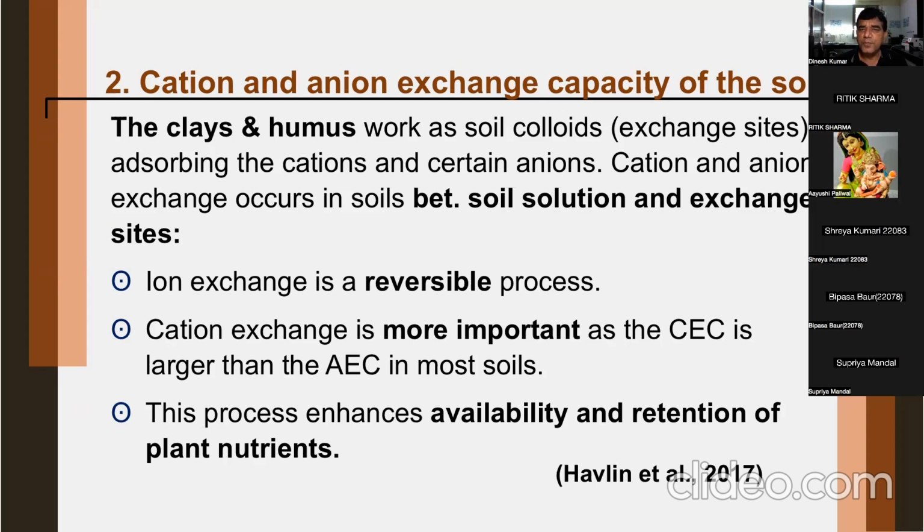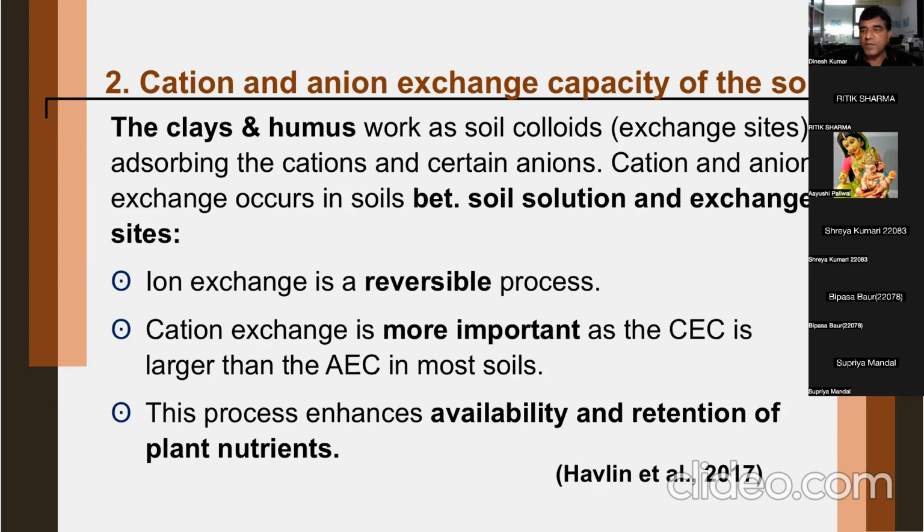So clays and humus work as soil colloids, as you know. These are exchangeable sites. The ions attached to clays and humus are exchangeable ions, maybe cation or anion. Cation and anion exchange occur in soils between the soil solution and exchangeable sites. So exchangeable sites are colloids. Now let us know more about cation exchange capacity and anion exchange capacity.